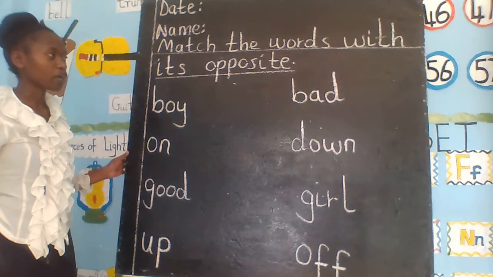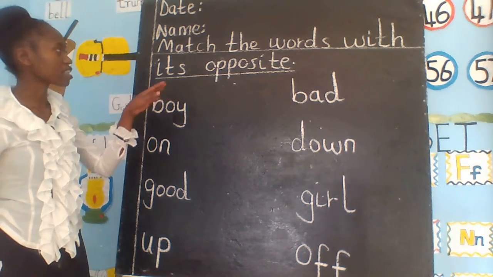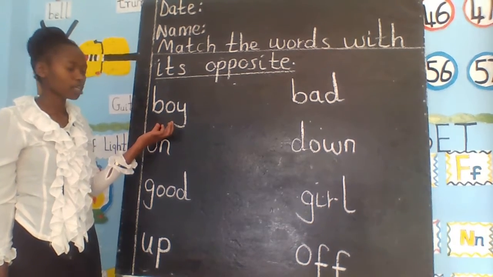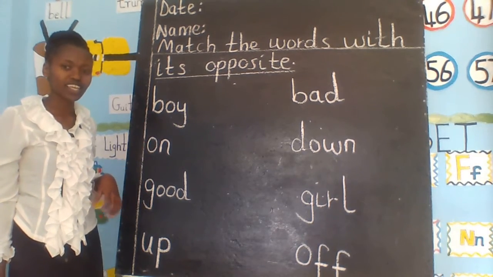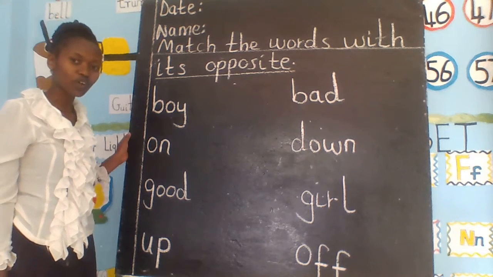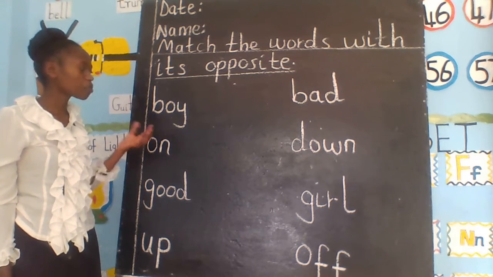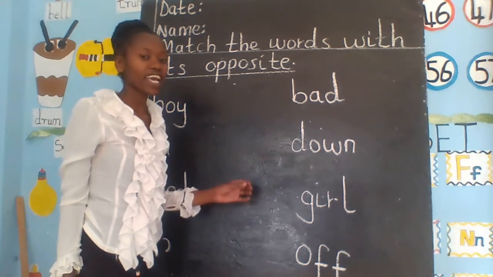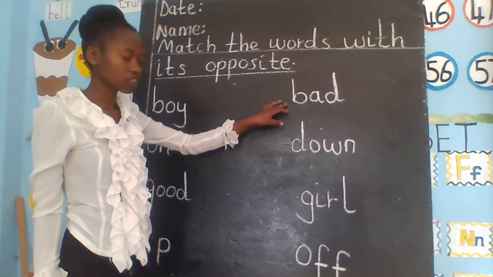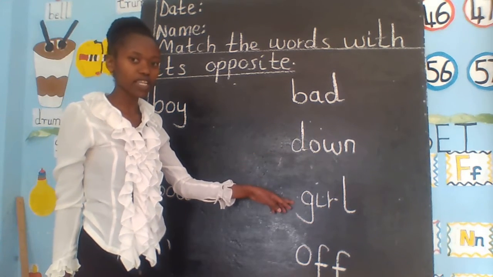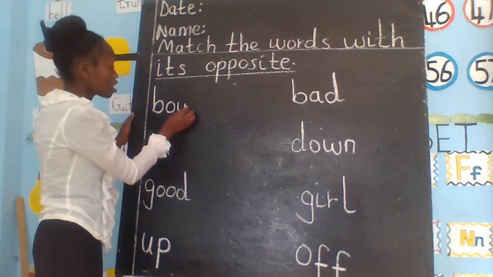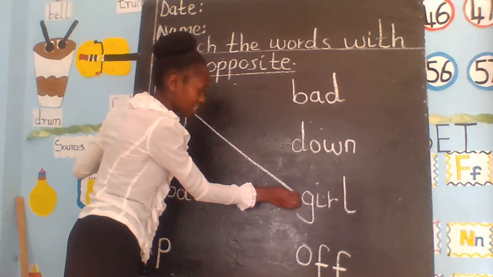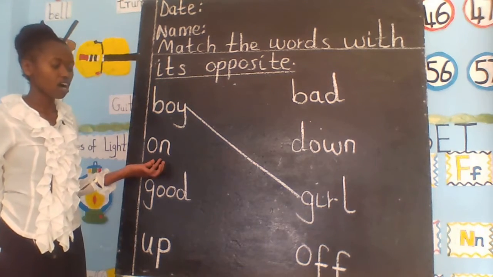Okay, here we are going to match the word with its opposite. Which word is this? Boy. What is the opposite of boy? Who can tell me? Ezekiel? The opposite of boy is girl. So you go this side and find the word girl. Is this one? No. This one? Yes. So you match. The opposite of boy is girl.